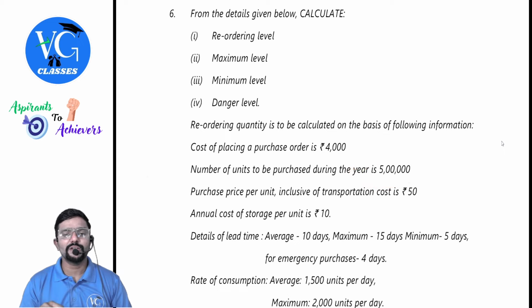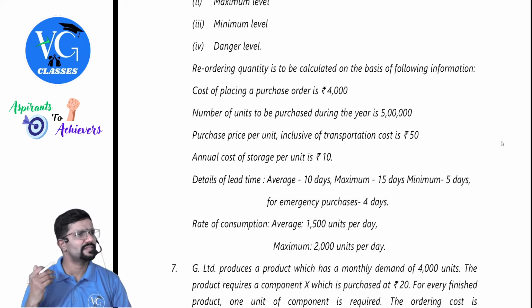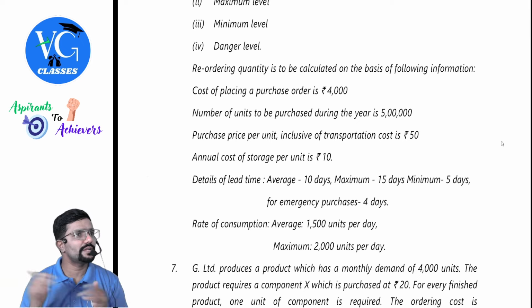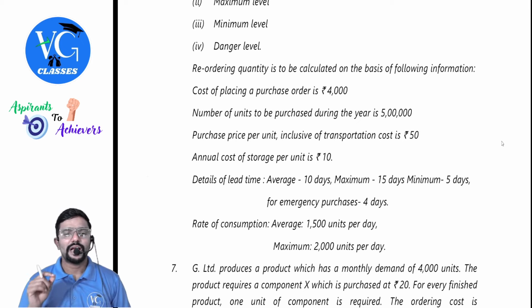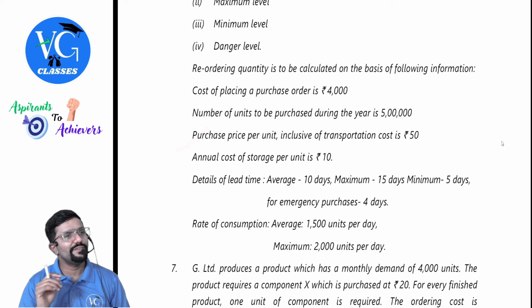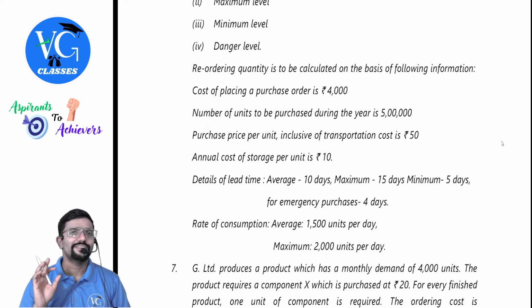Purchase price per unit inclusive of transportation cost is 50. Sir, should we take 50 only? Yes, take it. There is no breakup given, and don't divide anything. Annual cost of storage per unit is 10. Why am I saying this? Because only when you go deep will you get all these doubts. Sir, we never go so deep.